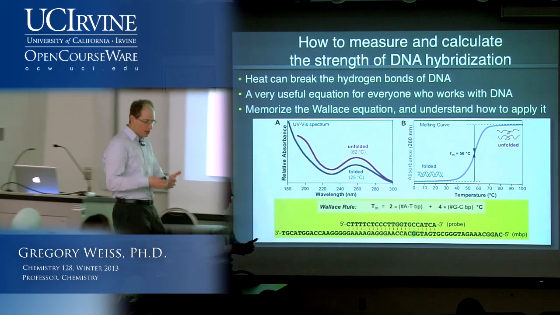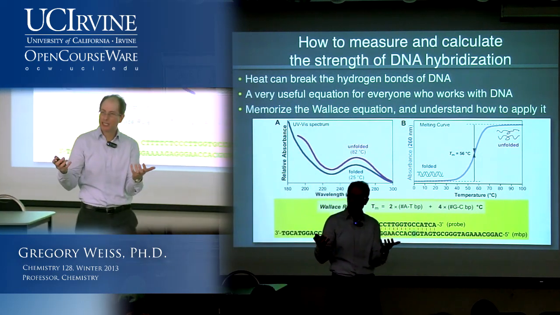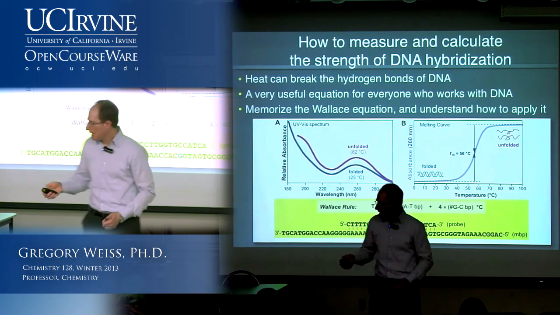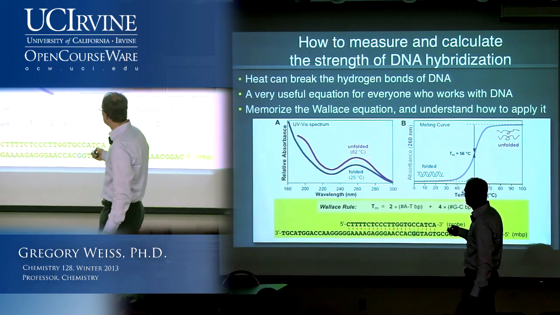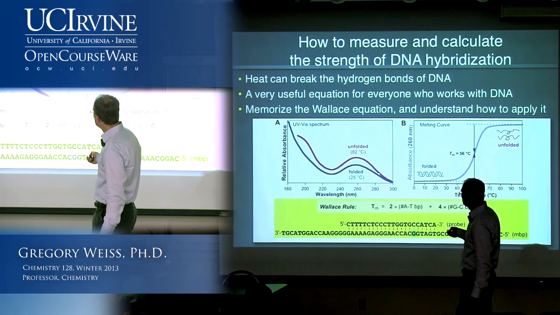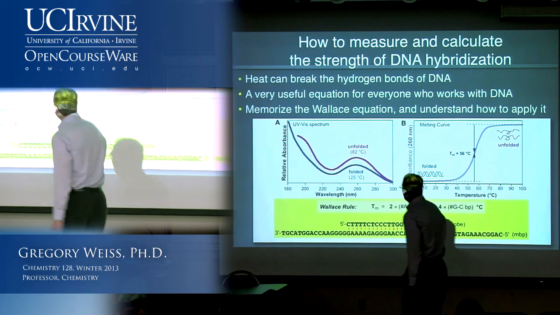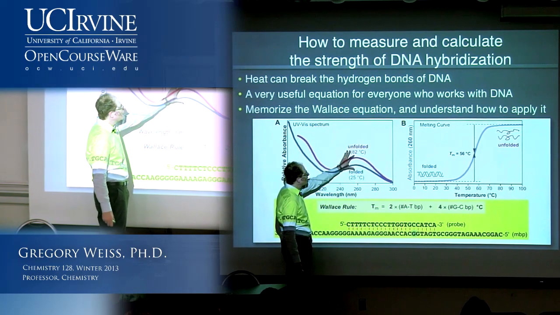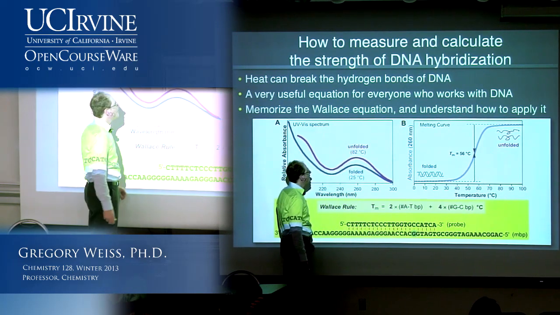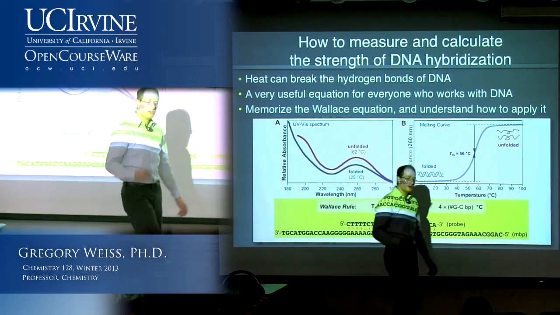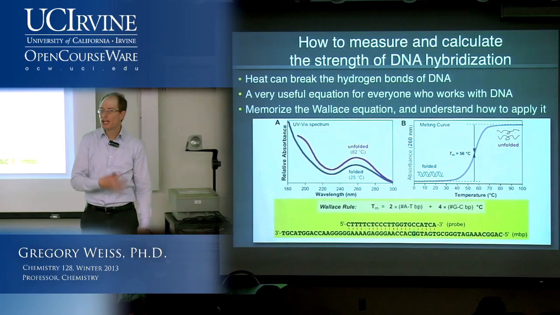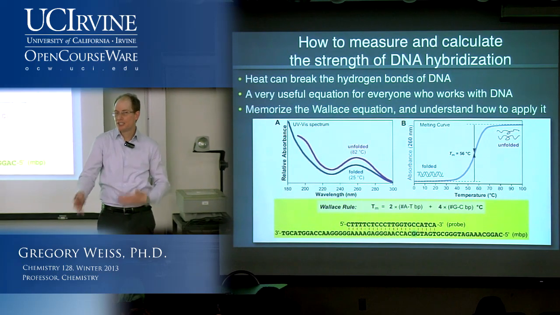At higher temperature, the DNA strands melt apart. In other words, they separate out into the two single strands. At 82 degrees, this is the single-stranded DNA, and at 25 degrees, this is the double-stranded DNA. Notice that the absorbance at 260 nanometers is higher for the single-stranded DNA than the double-stranded DNA. So you can use that change in absorbance to follow whether your DNA is single-stranded versus double-stranded.